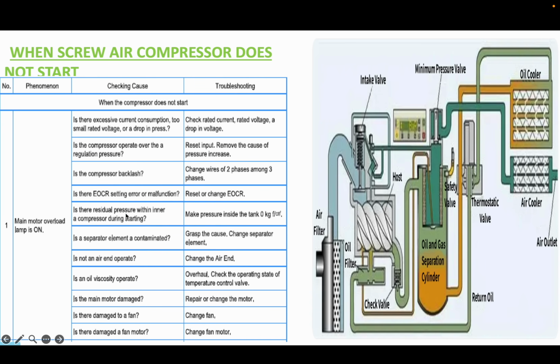Is there pressure inside the tank before starting, which is causing the problem? Then release the pressure. If the separator element is contaminated, change the separator element. Check the air inlet, check the oil viscosity, check whether the motor is damaged, check whether the fan is damaged, check the fan motor.